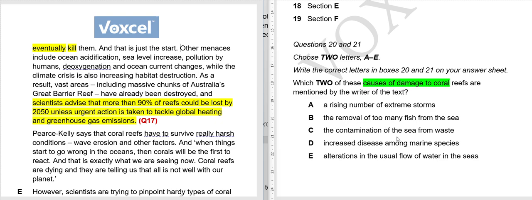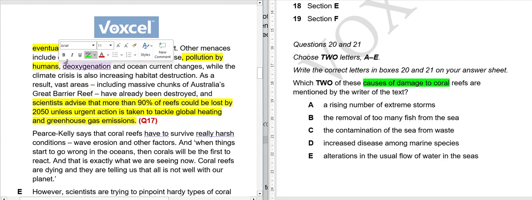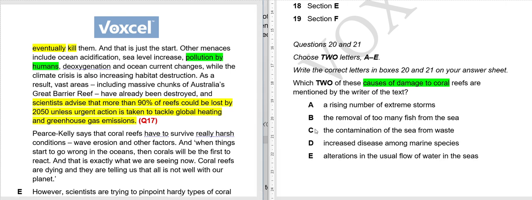The contamination of sea from waste. Is there mention of this contamination? Yes. Here it is written, pollution by humans. Okay. This is the color green. Here it is written, pollution by humans. I hope it is clear. Okay. So this is our answer.